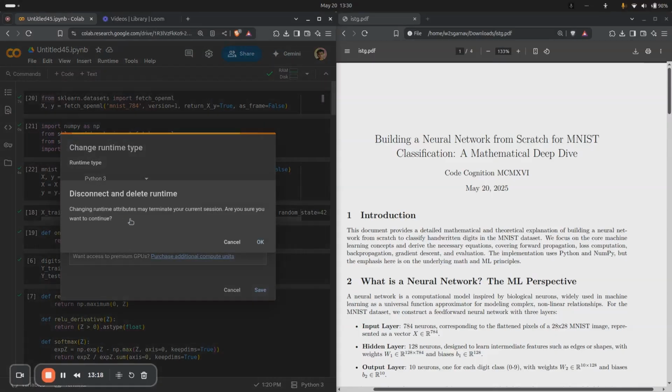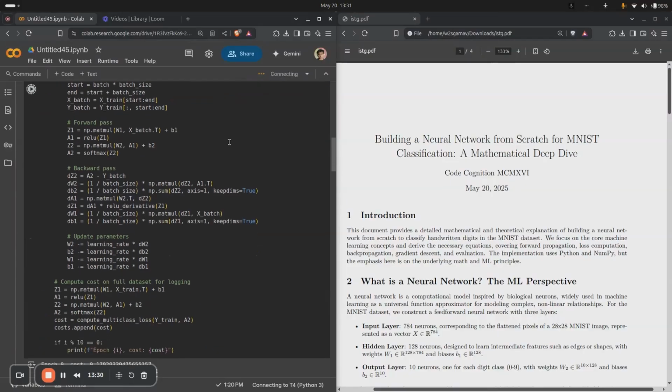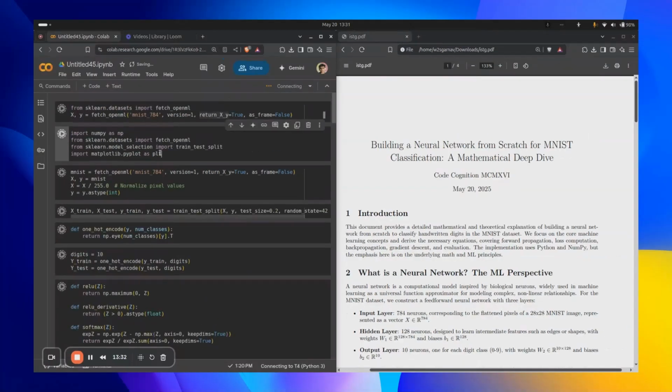So now I'll just change my runtime to a GPU, as we have a batch size of 128. And once we have this connected, we'll be running all the code cells that we have already set in place. So now we try to understand each code cell.